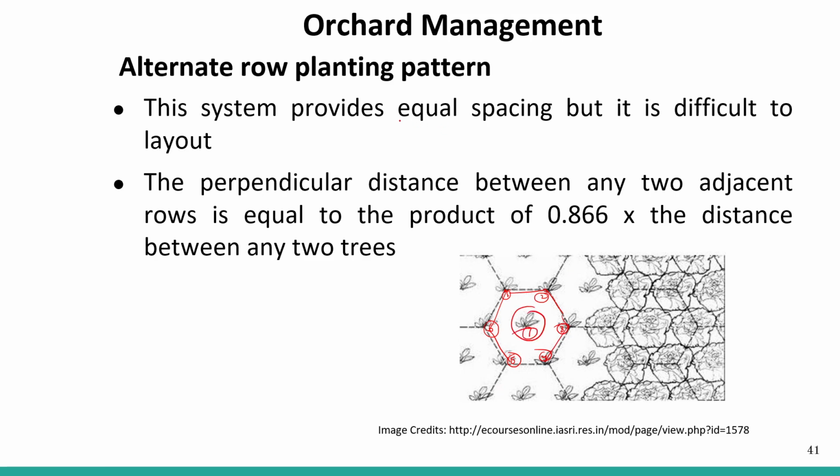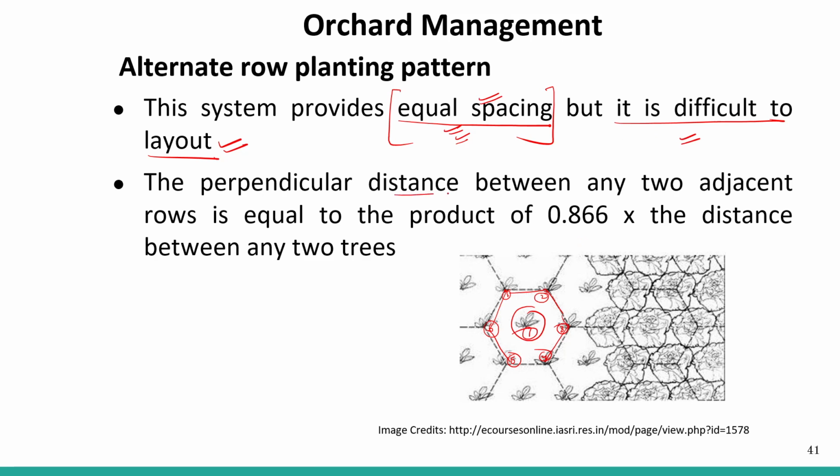So this system provides equal spacing, but it is difficult to lay out. Like a square pattern, it provides equal spacing. This hexagon also provides equal spacing, but it is very difficult to make such a layout.